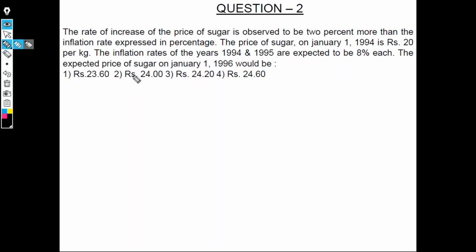But the question says a rate of increase of the price of sugar is observed to be 2% more than the inflation rate expressed in percentage. And this is the inflation rate. So that's why we are taking 2% more, so it is 10 and 10 in both the years.